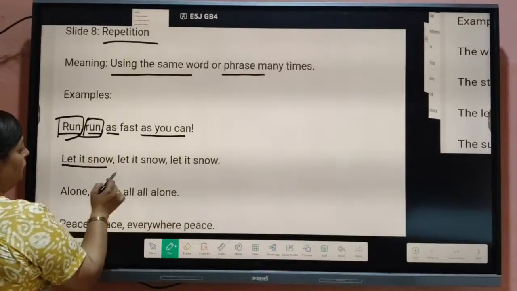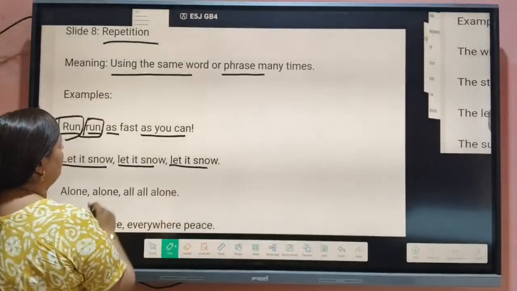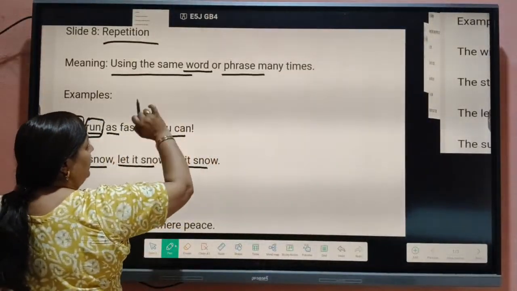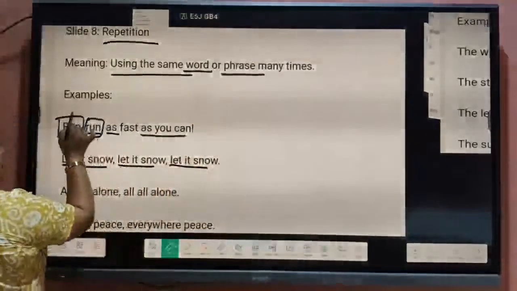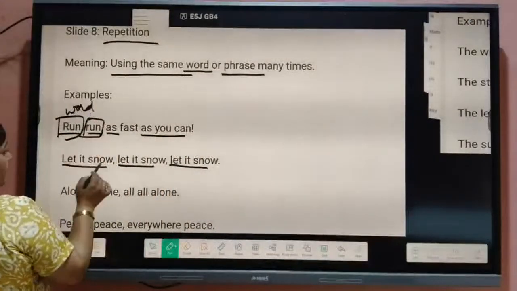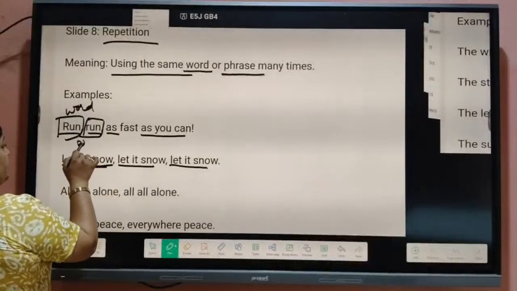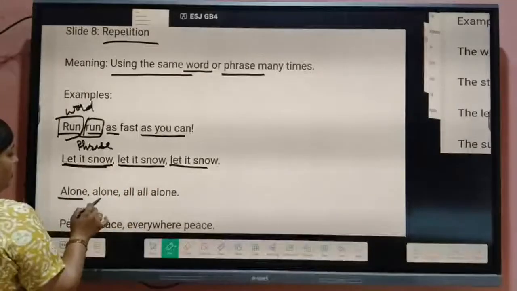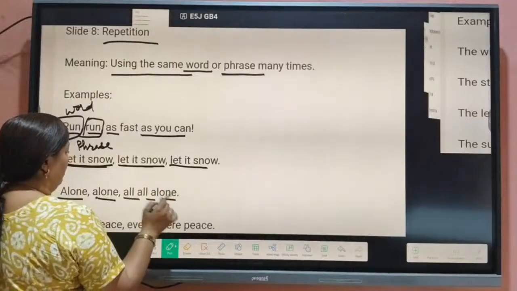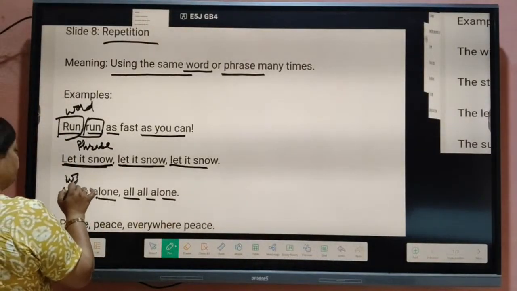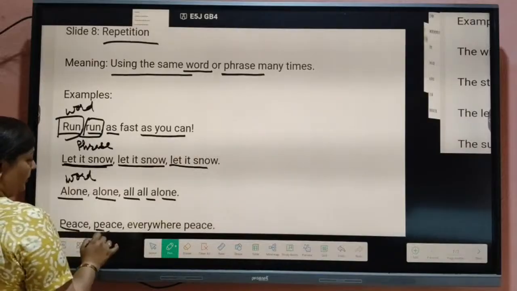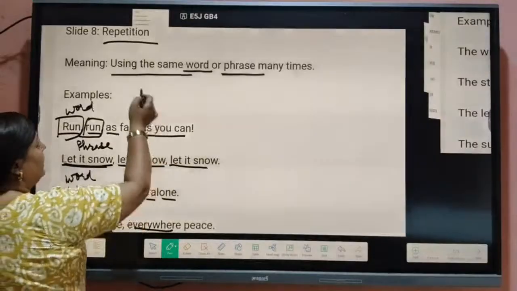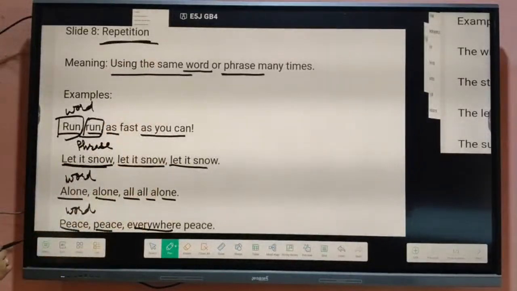Let it snow, let it snow, let it snow. Here, he is saying that repetition can be of a word or a phrase also. Here, a word is repeated. And here, let it snow is a phrase. Here, a phrase is repeated. Alone, alone, all alone. Here also, a word is repeated. Peace, peace, everywhere peace. Here also, a word is repeated. That's why here is repetition.